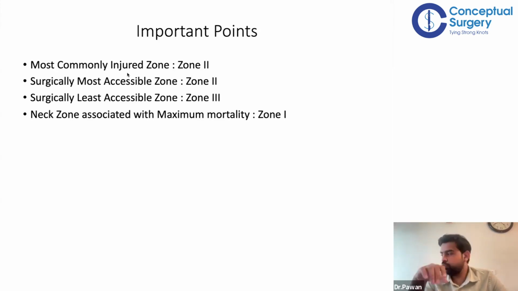And which is the zone which is associated with the maximum mortality? If there is an injury in zone 1, where all the important vasculature was there, and we had the trachea and the esophagus, it is the one which is associated with the maximum mortality. So, most commonly injured zone is zone 2, most surgically accessible is zone 2, least accessible zone is zone 3, and the one associated with the maximum mortality is zone 1.